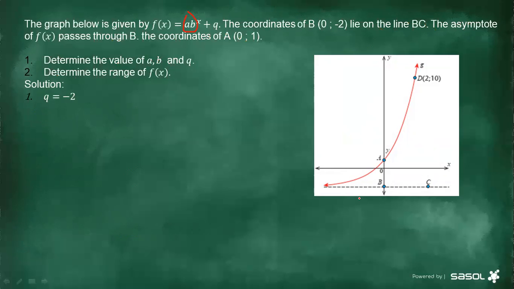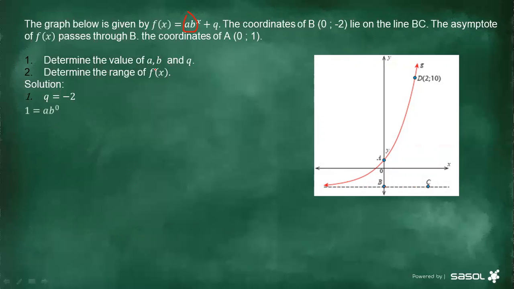Now it's very clear from this what q is. Q is -2, because we have the coordinates of B, and q is the horizontal asymptote. The horizontal asymptote in this case cuts the y-axis at -2, hence we are saying q is -2.